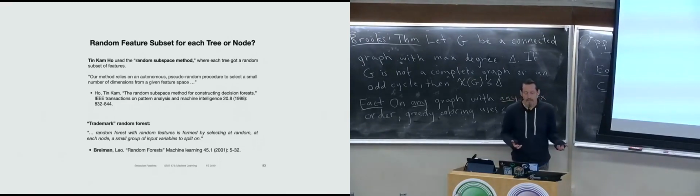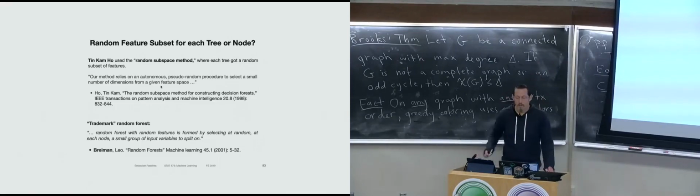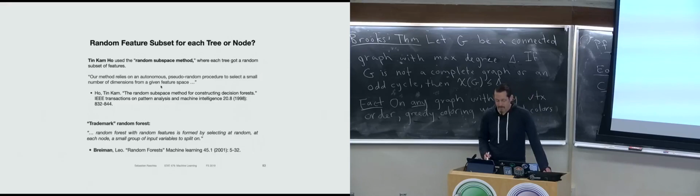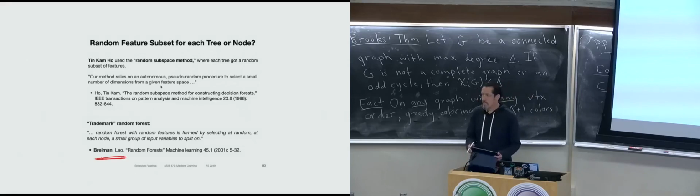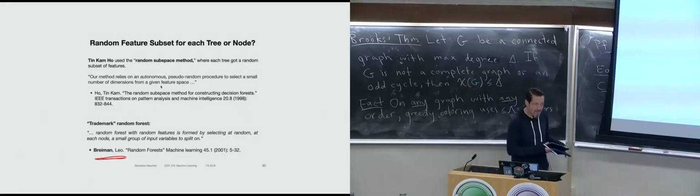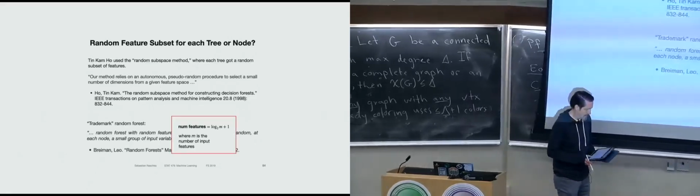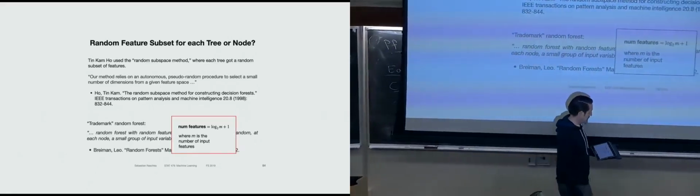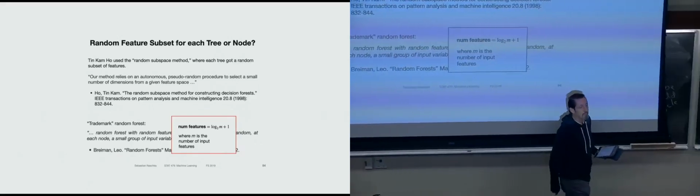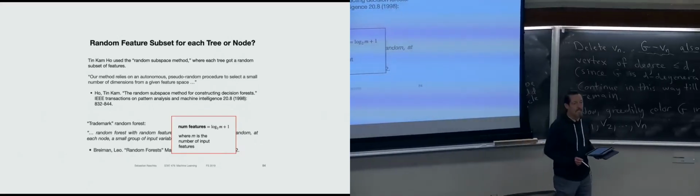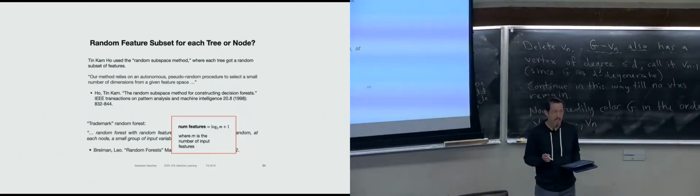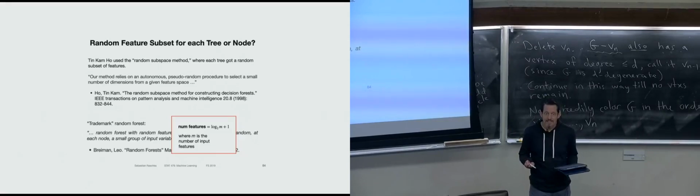And that last one is the way in which we have this quote-unquote trademark random forest, right? The one that's called random forests. So that's the one by Leo Breiman, who's pretty famous, statistician's kind of famousness. Right. So this is also the one that's implemented in scikit. And here's the thing. How many features do you select? Right? A random subset of features, but how many?